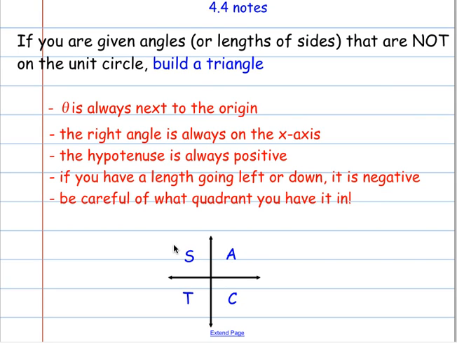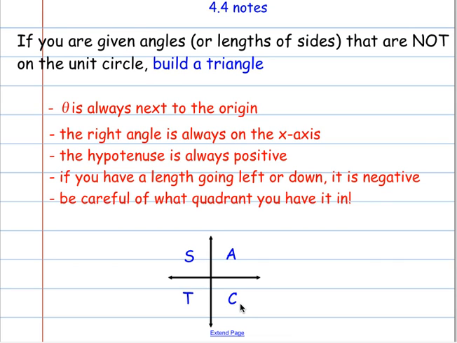In the second quadrant, S for sine. Sine is positive, and its reciprocal cosecant is positive, but then everything else is negative. In the third quadrant, tangent is positive, and its reciprocal cotangent, but everything else is negative. And then in the fourth quadrant, cosine is positive, and its reciprocal secant, but then everything else is negative.